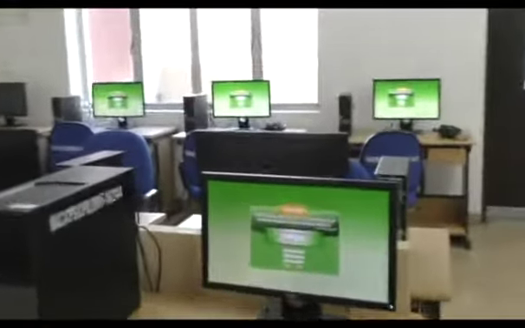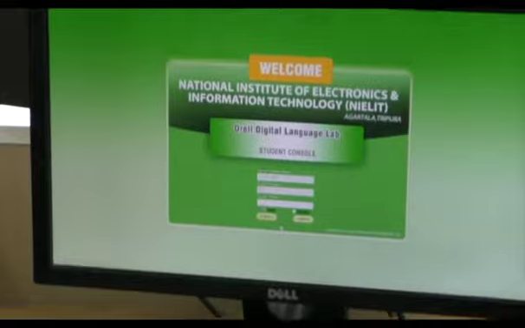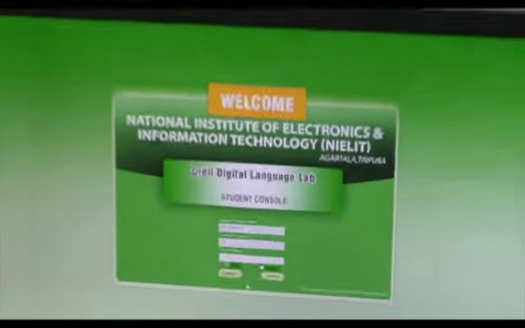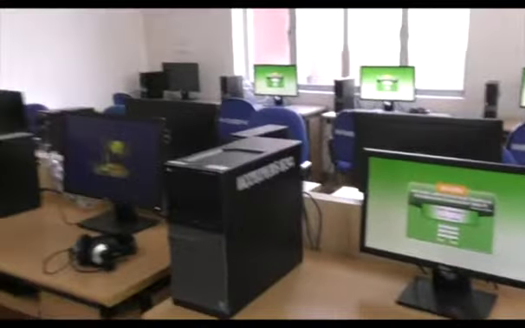Here I am requesting our English faculty, Ms. Tanuja ma'am, to describe the English software. Myself Tanuja Chaudhary, Faculty of Communicative English. In this lab we are using the Oral DLL software, that is Oral Digital Language Lab software, which is required by students for developing pronunciation skill, oral presentation skill and overall communication skill. That's it. Thank you.